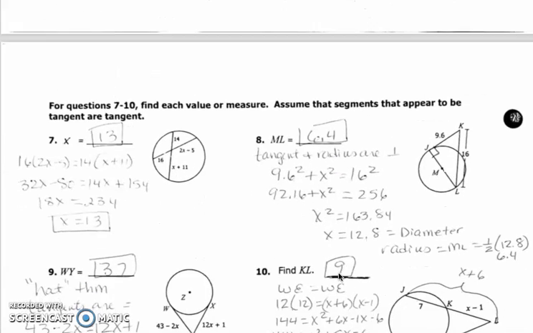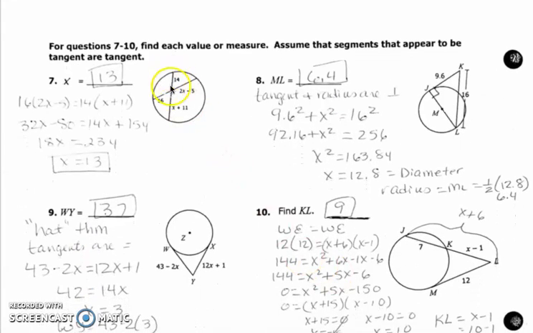On the second side, I have question 7. These are two chords that are intersecting. The segments of one chord multiplied equal the segments of the other chord multiplied. So you can see how I'm just using that distributive property. And I get 32x minus 80 equals 14x plus 154. Subtract the 14x to get 18x, and I add 80 to get 234. Number 7, my answer is x equals 13.